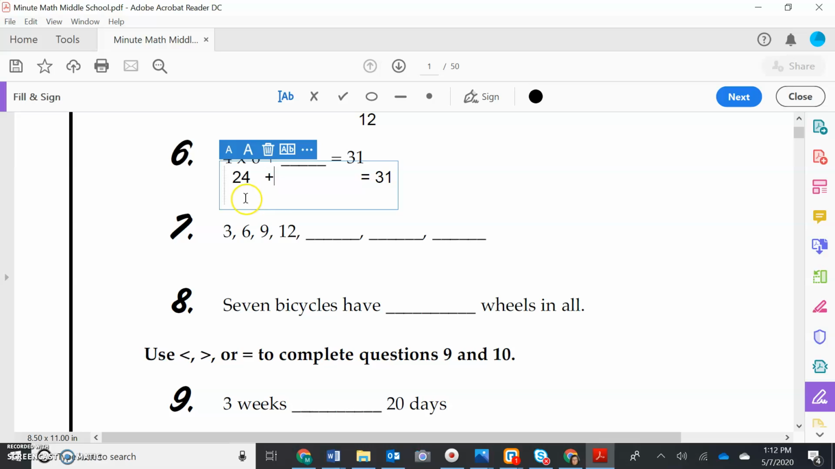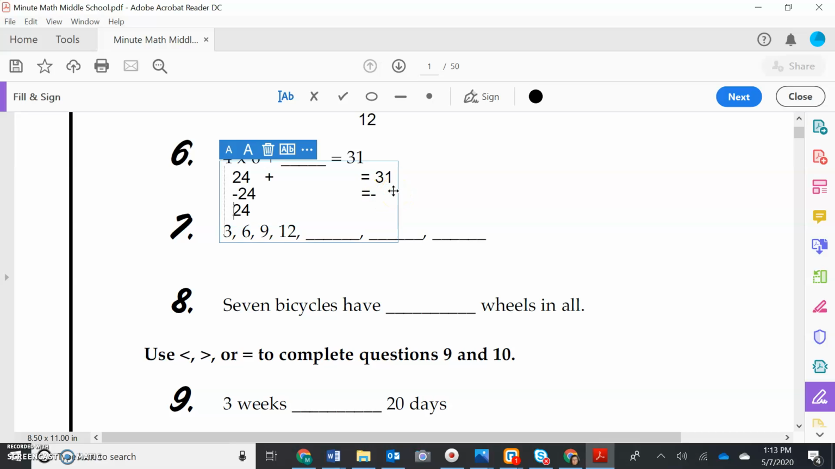Well, the way you figure this out is you come down to the next line, and you're going to minus 24 from here. 24 minus 24 is 0. And then all the way over here, we have our equal sign. And if we took a minus 24 on that side, we have to take a minus 24 on that side.